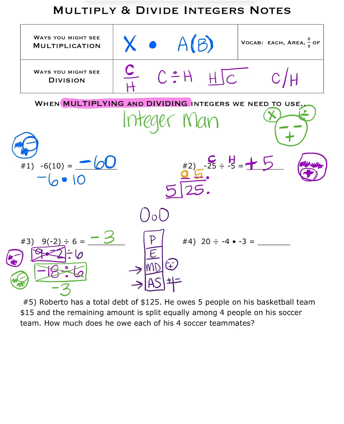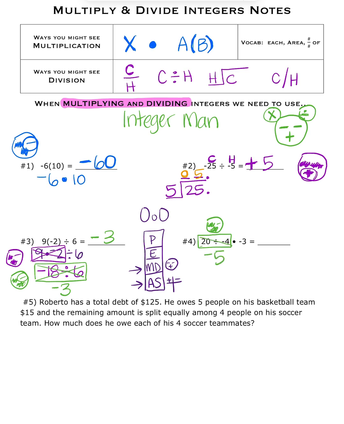Okay, so let's try one more with example number 4. So example number 4, I don't have any parentheses, so I don't need to worry about that. So this time I have division in the front and multiplication in the back. But remember, we move left to right because they're like brother and sister or twins. We just move all the way across the problem because they are equals. So I am going to start by boxing my division. And again, multiplying and dividing, we need integer man. So I'm going to draw an integer man above that. 20 was positive and 4 was negative, which makes this a -5.